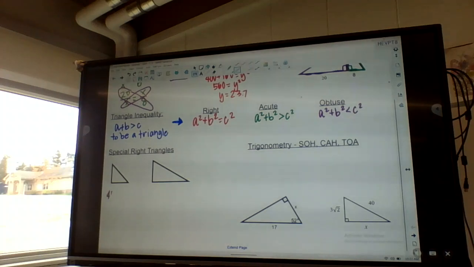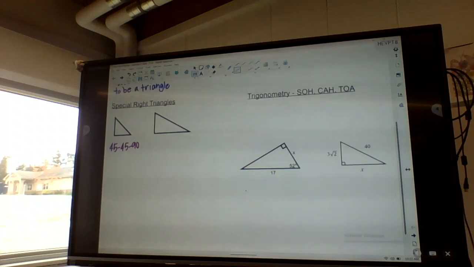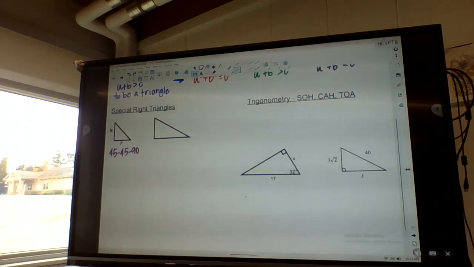So we had 45, 45, 90. And that's where the two legs are both x. And then the hypotenuse is x square roots of 2. We also had 30, 60, 90, where the short side we call x. The hypotenuse would be 2x. And then the middle side would be x square roots of 3.